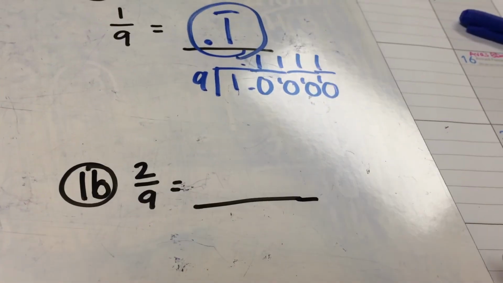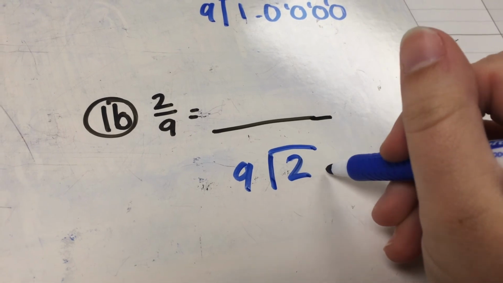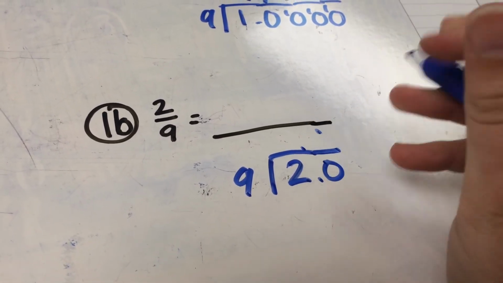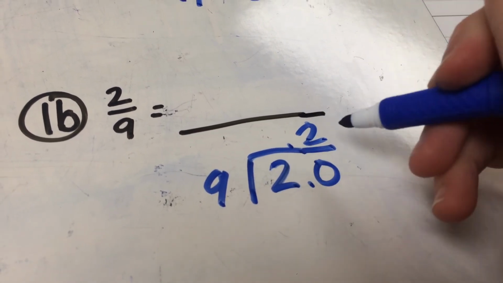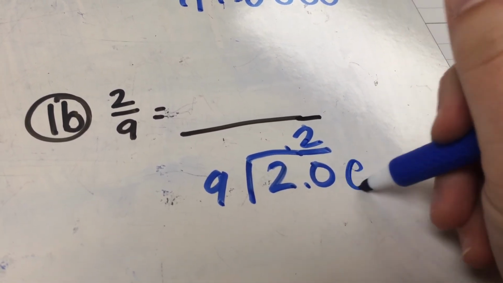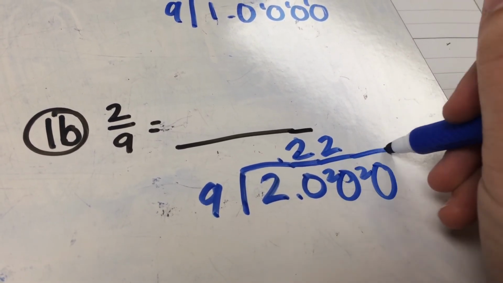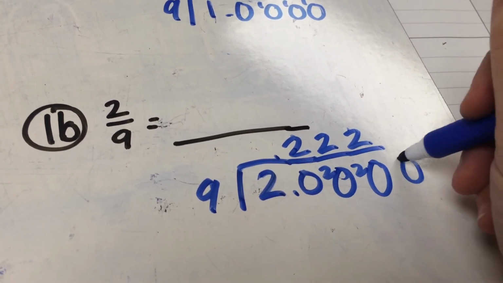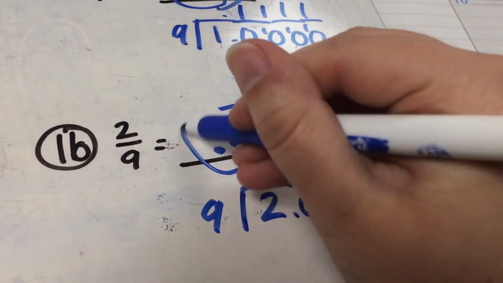And letter B, 2 divided by 9. Let me set that up first. 9 goes into 20 2 times, because 9 times 2 is 18, which means there's going to be a remainder of 2. 9 goes into 20 2 times. There's a remainder of 2, and so on and so forth. So again, we have another repeating decimal, and that's how you write it.